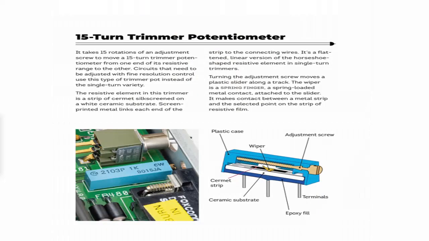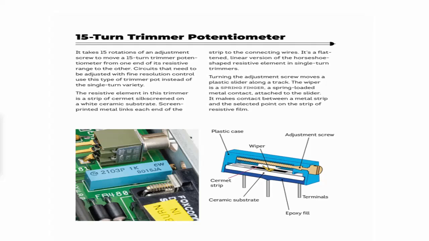The next component is a 15-turn trimmer potentiometer. A 15-turn trimmer potentiometer is a type of potentiometer designed for precise adjustment and calibration, requiring 15 turns of the shaft to move from minimum to maximum resistance.